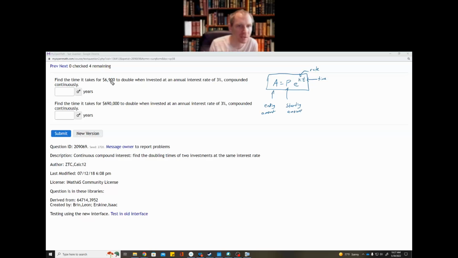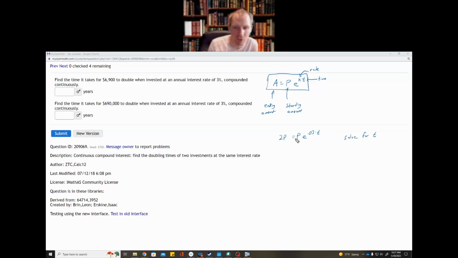Okay, so find the time it takes to double when invested at an annual interest rate of 3%. Whatever amount I start with, P, I'm going to end with double P. And my interest rate is 3%, so as a decimal, that's 0.03. And then I just have my t, and I want to find the amount of time. So we're going to solve for t.